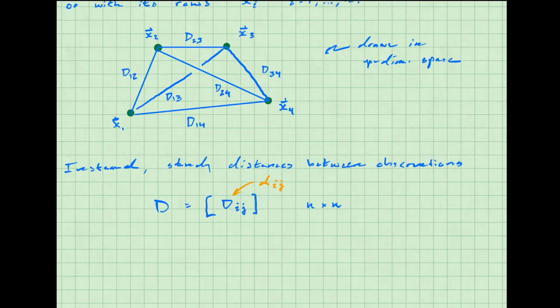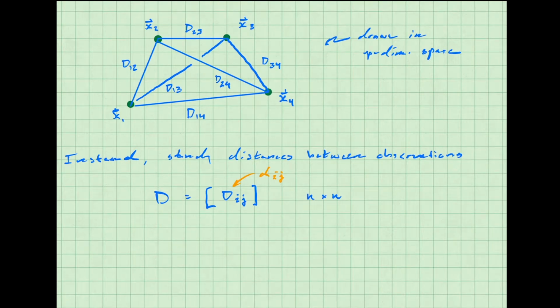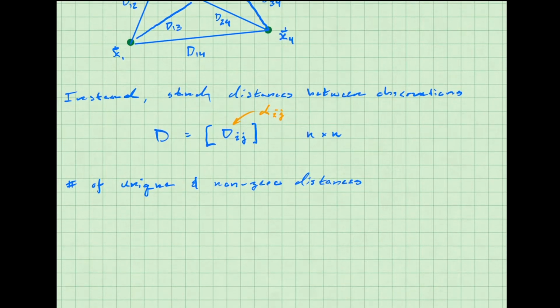Okay, and so there are a lot of these distances, right? More than the number of points, and we can count them up, right? So how many are there? So the number of unique and, let's say, non-zero distances. And so the unique part is there because that distance matrix may be symmetric. And the non-zero is there because the diagonal elements may be zero. But we'll get to some nuances about that in a second.